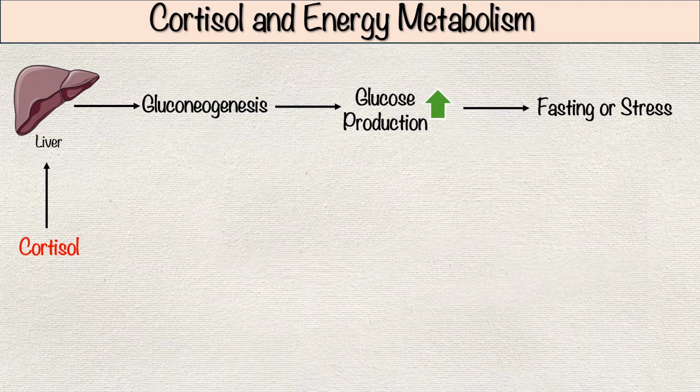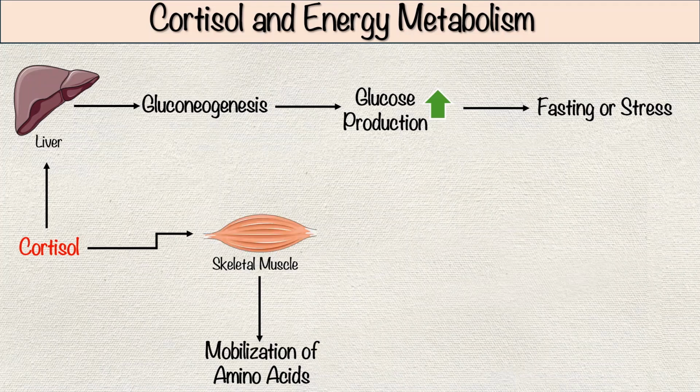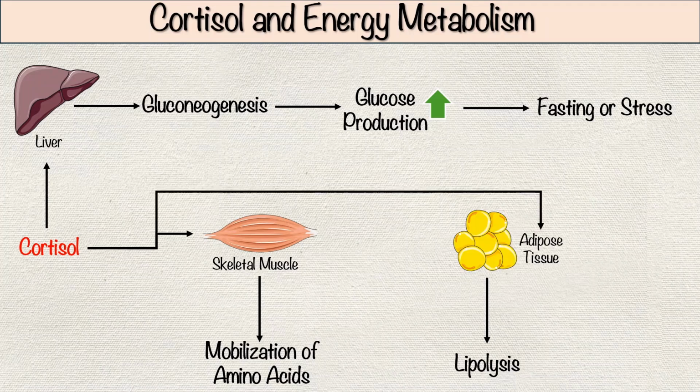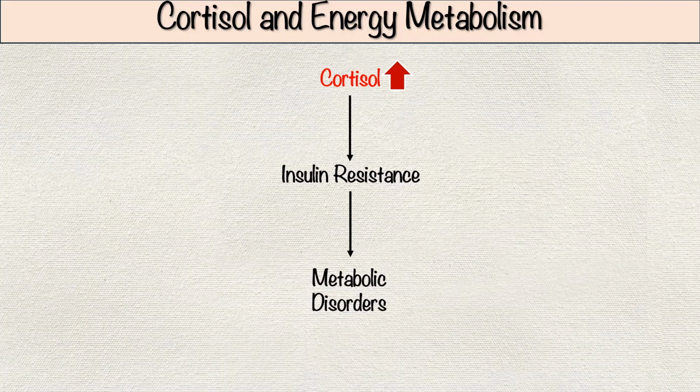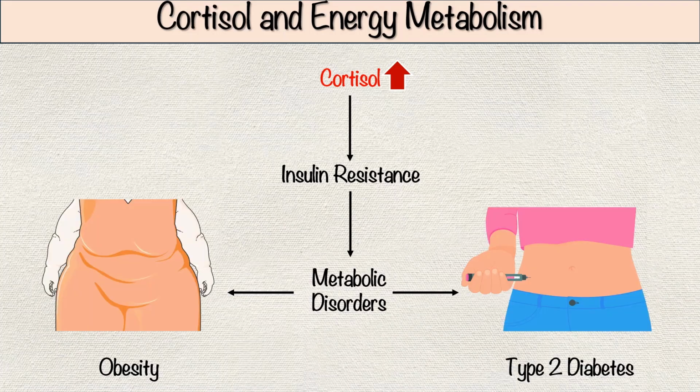Cortisol also promotes the mobilization of amino acids from muscle and the breakdown of triglycerides in adipose tissue, providing substrates for gluconeogenesis. However, chronic elevation of cortisol can lead to insulin resistance and contribute to the development of metabolic disorders such as type 2 diabetes and obesity. The precise mechanisms by which cortisol induces insulin resistance are complex and involve multiple pathways in target tissues.